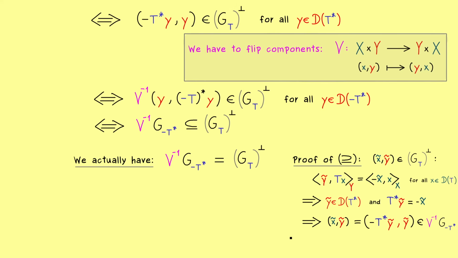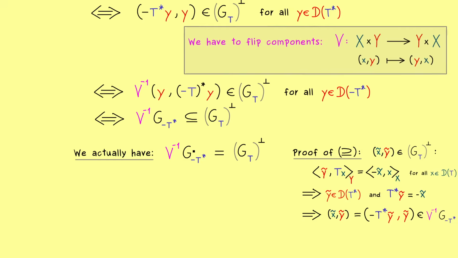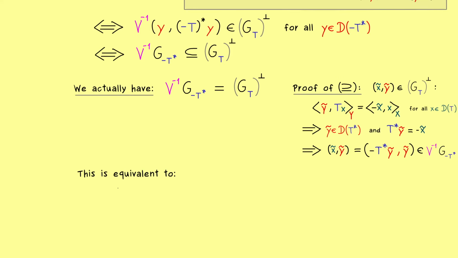Okay, so this is really nice, because now we have this identity for the two graphs. And this immediately tells us something for the graph of the adjoint of t. Namely, the graph of the adjoint is just V times the orthogonal complement of the graph of minus t. And since we know from the Hilbert space theory that orthogonal complements are always closed, we can also conclude that t star is a closed operator. Which means now we have proven one of the claims in the theorem.